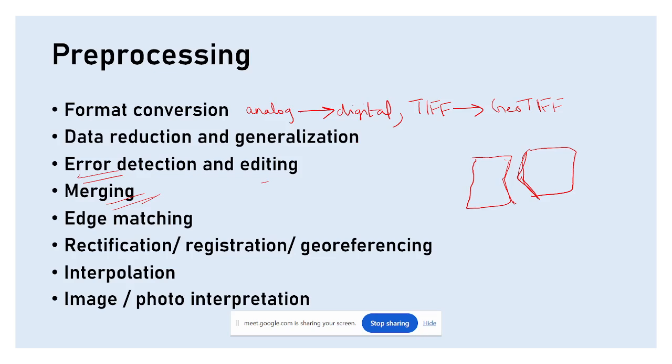Then we need to do the rectification, registration, and georeferencing that we have discussed in the georeferencing part also. Then we will be doing interpolation. You might have some data; it's not like you go to every nook and corner of a huge area and collect data. That's not possible, so you interpolate from the data you have and consider it for the entire region. Sir has also discussed this, and we'll discuss it too, so you don't have to worry. Then we have image or photo interpretation.